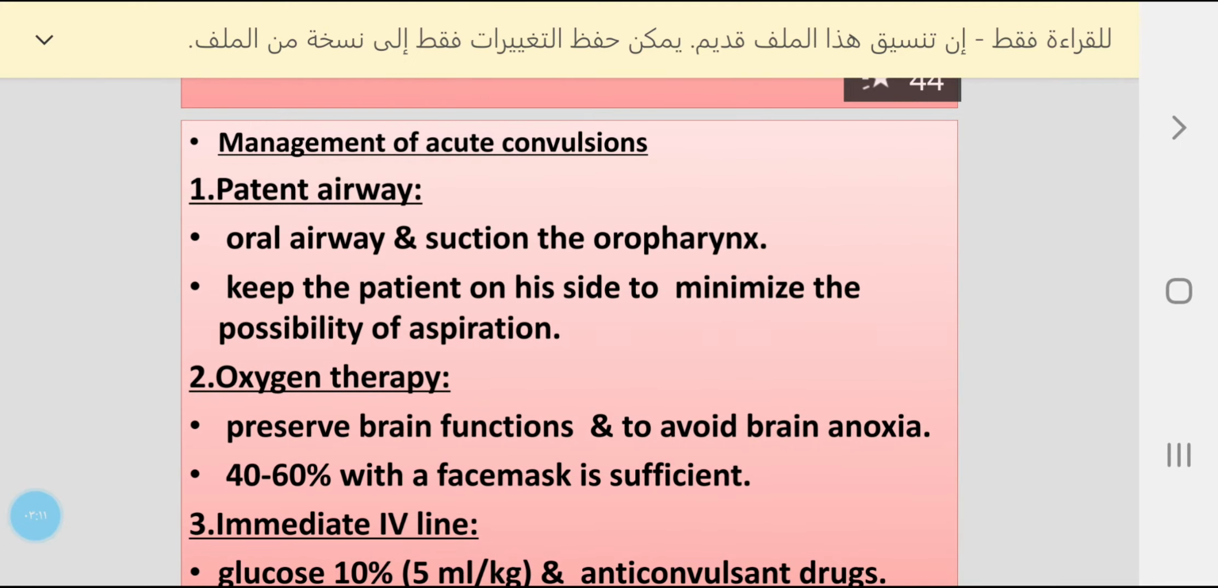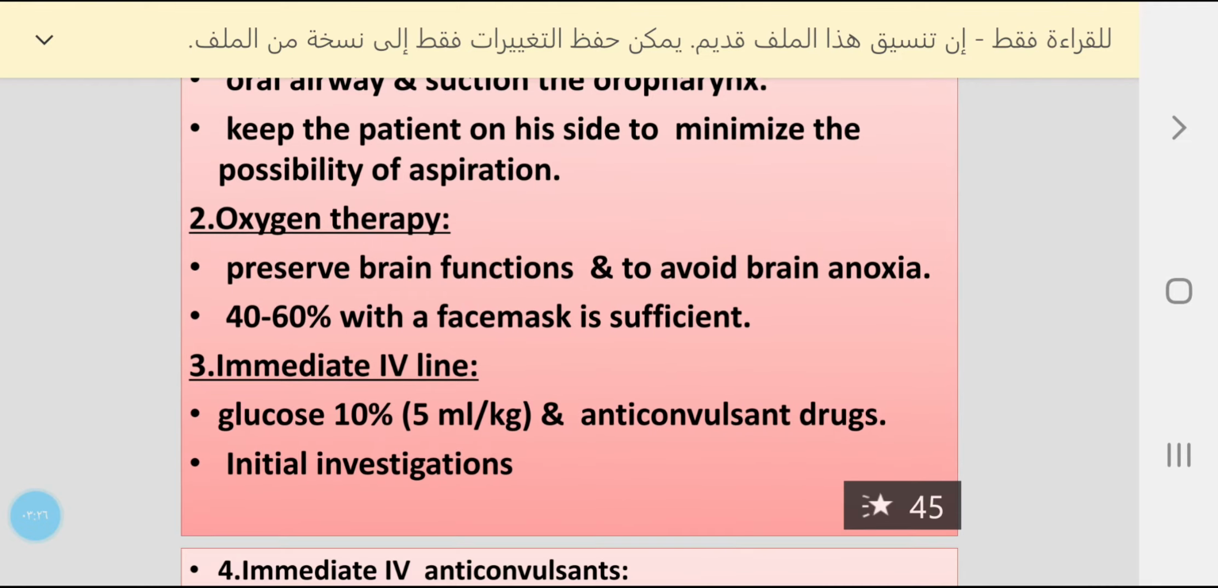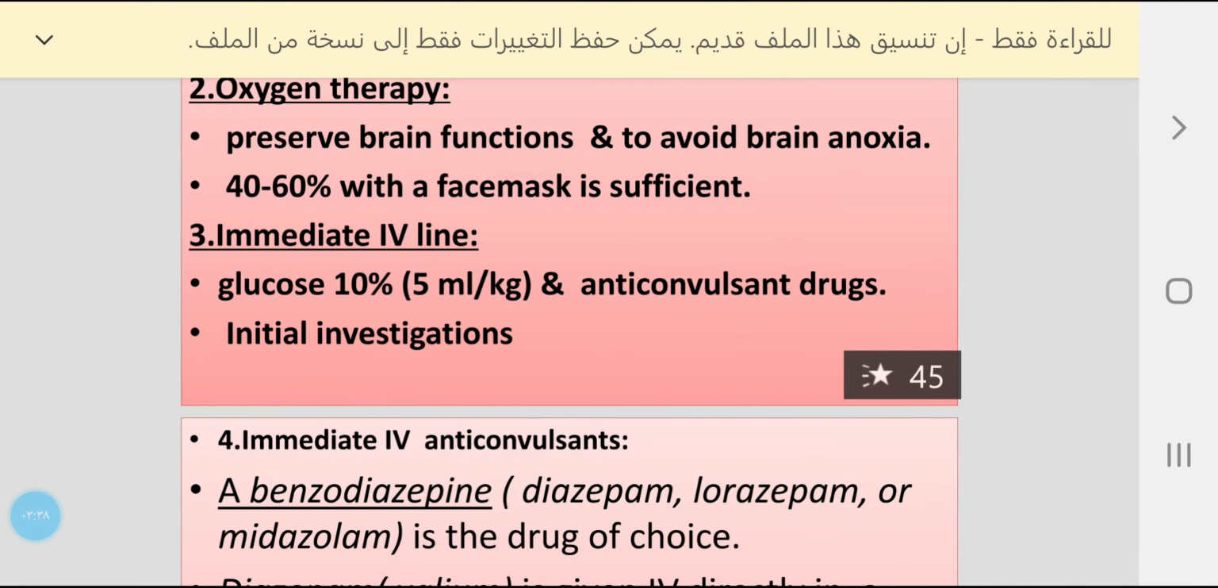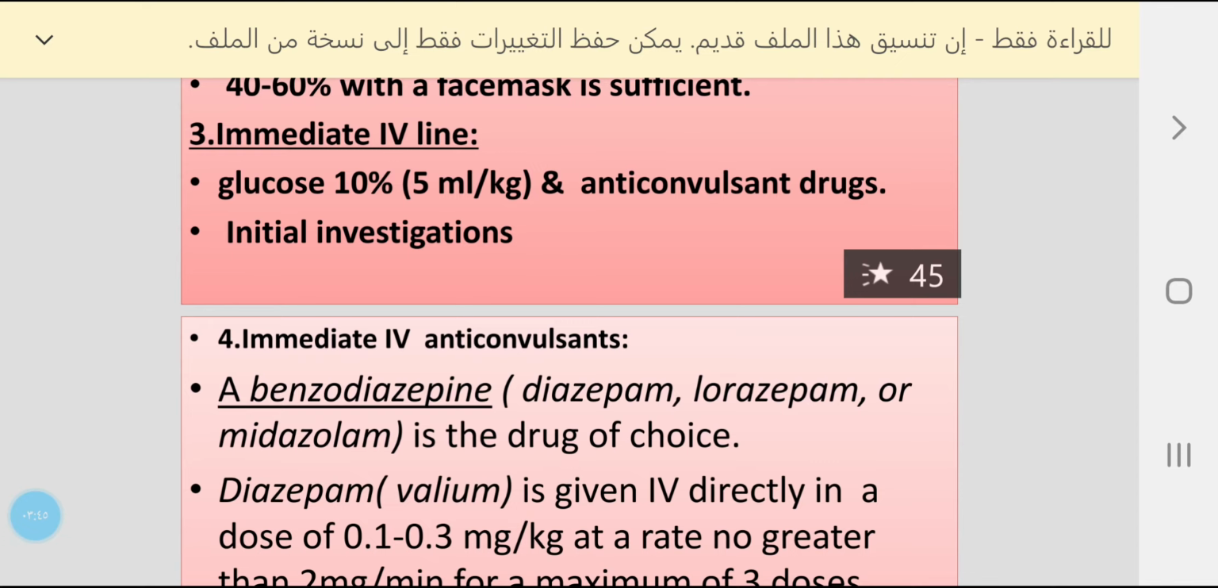The management of acute convulsion. First, patent airway by giving oral airway and suction of the oropharynx. Keep the patient on his side to minimize the possibility of aspiration. Second, oxygen therapy. Preserve brain functions and avoid brain hypoxia. 40 to 60% with a face mask is sufficient. Third, immediate IV line. Giving glucose 10%, 5 ml per kg, and anticonvulsant drug. Then initial investigations.